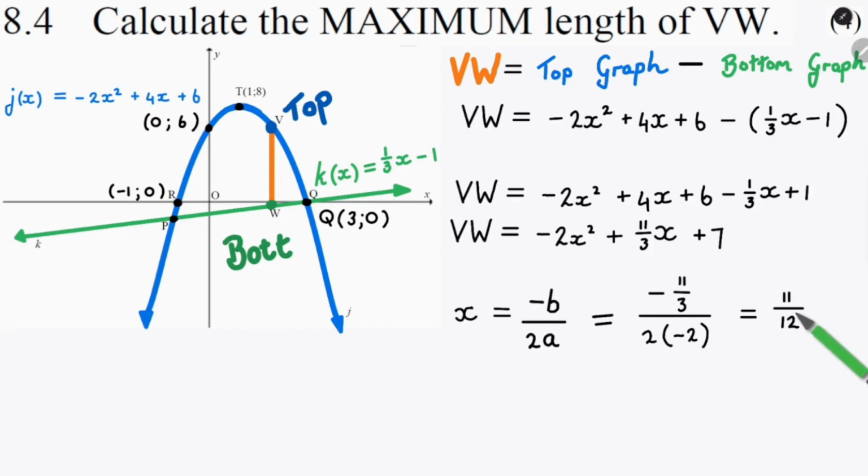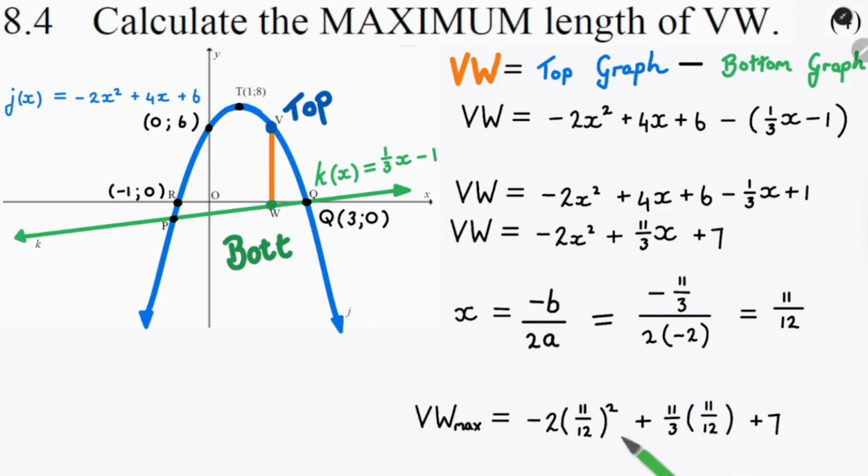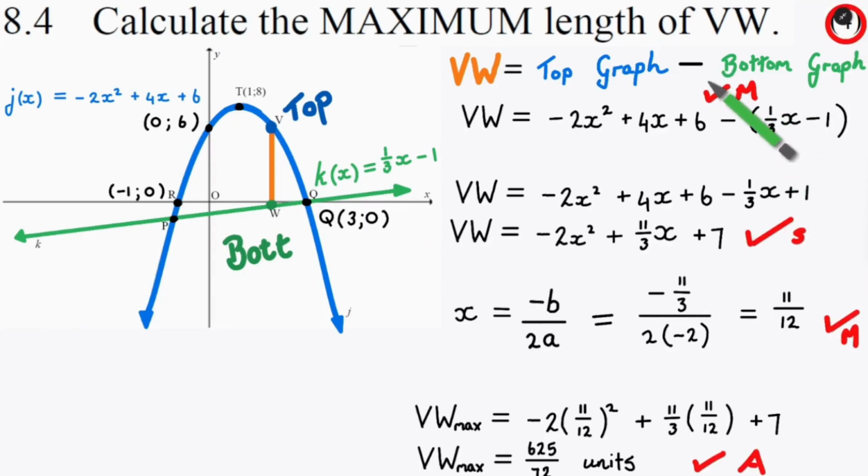And then I grab this 11 over 12, I substitute it back into this line for VW, and we get our substitution step as follows. Type that in the calculator, and we get 625 over 72 units, which is about 8,68 units. And there's your max length of VW. And your 4 marks are earned from the correct method being applied, your simplification, the correct method to get the turning point, as well as the correct answer.